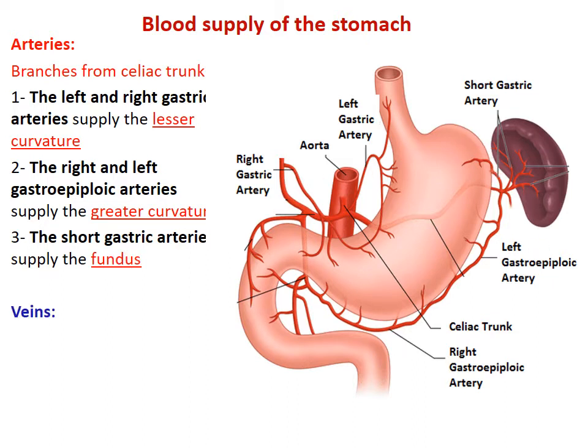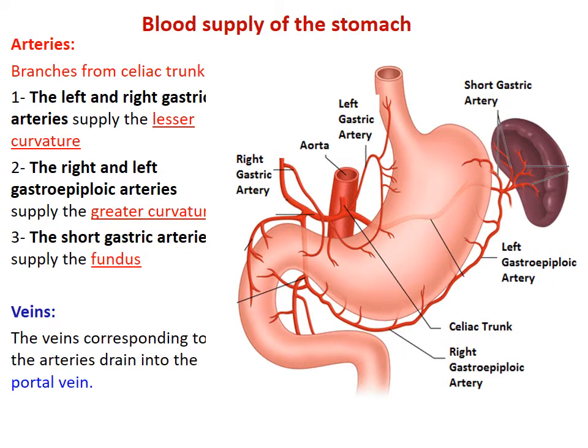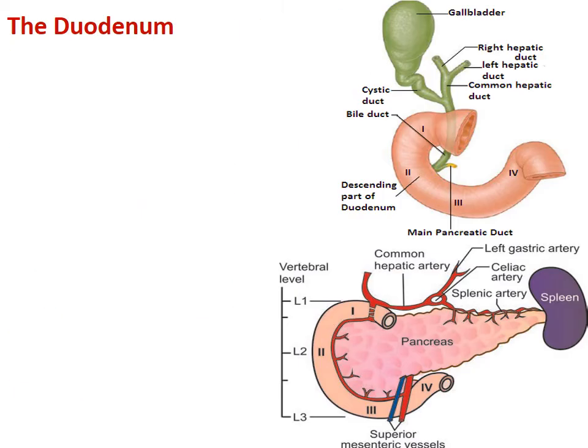This is very important. Then we have got the veins. Veins correspond to the arteries and drain into the portal vein. So ultimately there is a venous system that drains to the portal vein. We'll discuss the portal vein in the end.